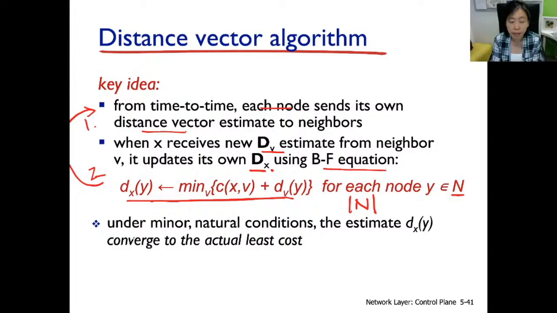Alright. Final note here. Under minor natural conditions, the shortest distance from x to y, at the beginning, it might be really bad. But as time goes by, it's going to converge to the actual least cost. So, minor natural conditions means that, for normal internet operation, this is going to hold true.